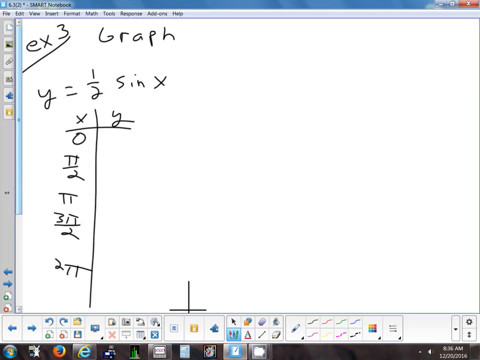And now we're going to take all the original y values and multiply them by a half. Anyone think they can tell me the final answers without me writing the original y values? 0, 1/2, 0, negative 1/2, 0. Yep.